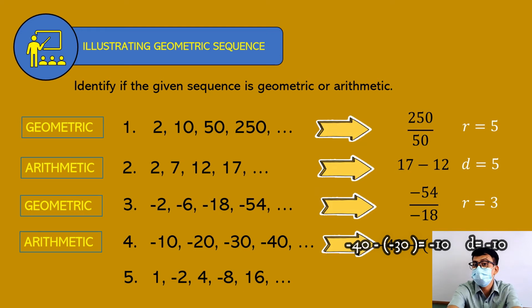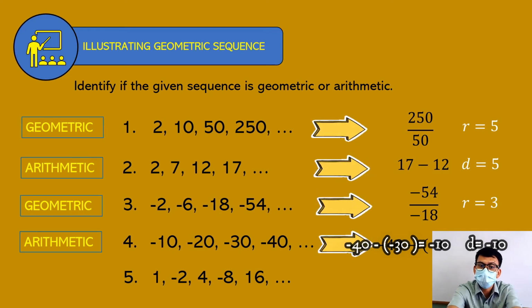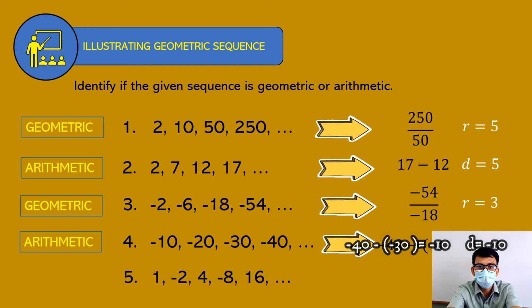So we can say that this is not arithmetic because -2 minus 1 is -3. 4 minus negative 2, that is positive 6. So they are not common, so this is not arithmetic. So let's try to check if this is geometric. Negative 2 divided by 1, that is negative 2.